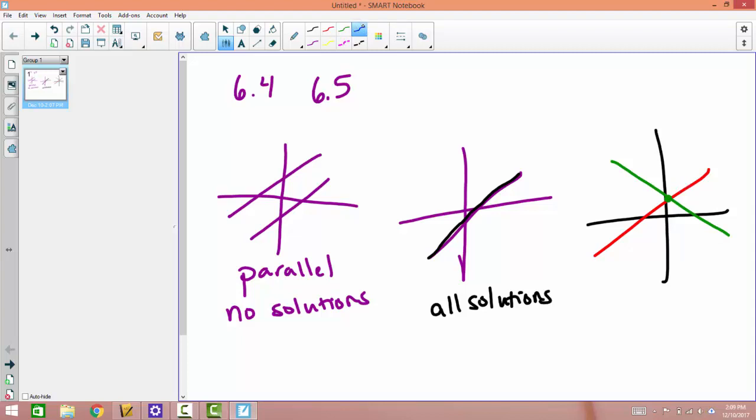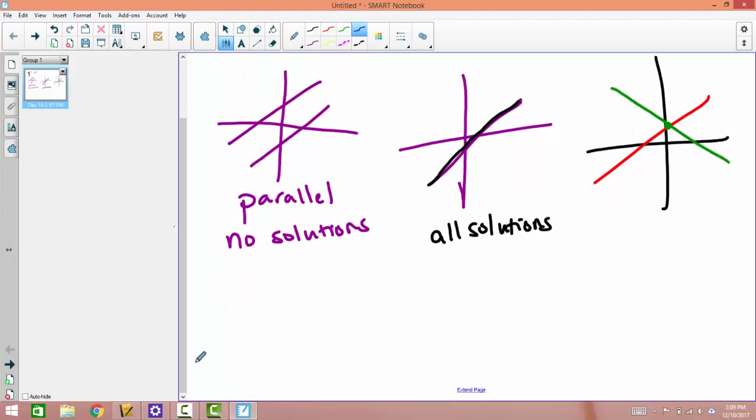So I'm going to give you a couple different equations, and you're going to solve for the point that they cross and tell me which situation it is. So the first problem is 2y equals 6x plus 4 and 3x minus y plus 2 equals 0.